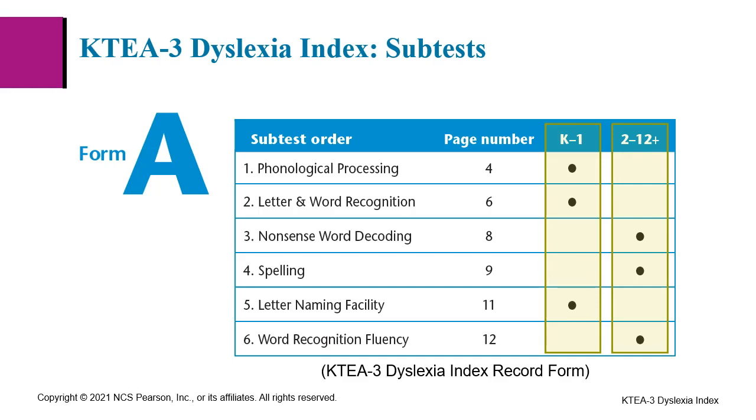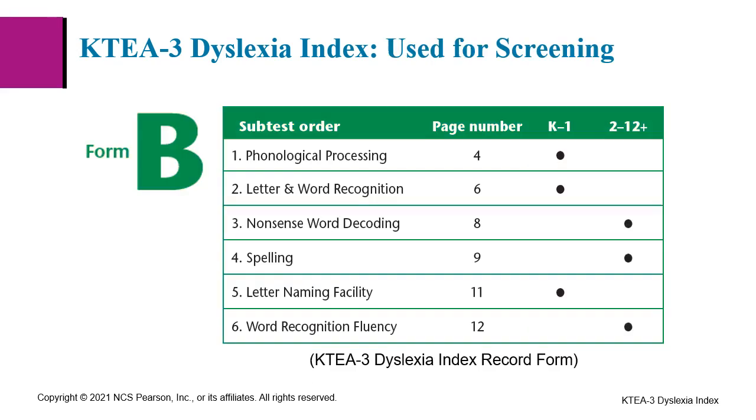The subtests for the Dyslexia Index are individually administered. Administration is typically less than 20 minutes for examinees in kindergarten and first grade, and less than 15 minutes for students in grades 2 and higher. Here's the same information for Form B.